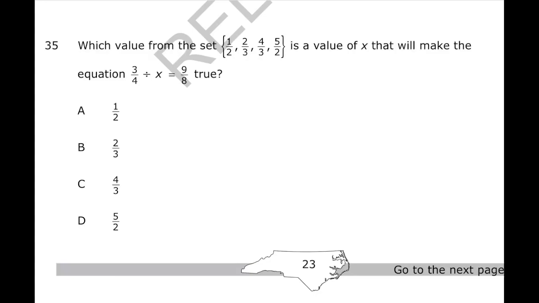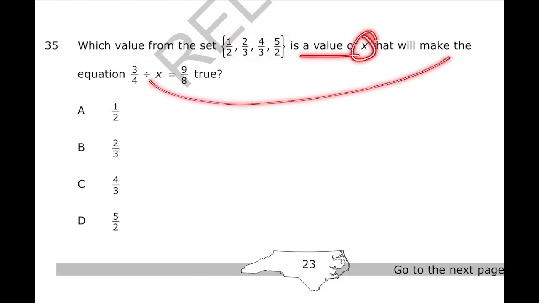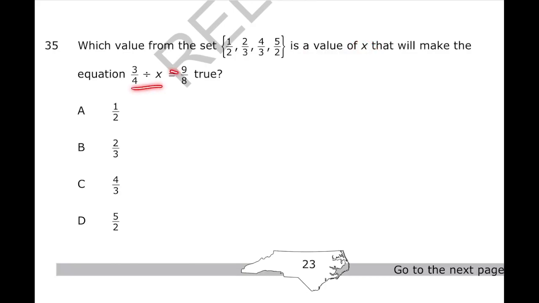All right, for number 35, it asks us which value from this set of numbers is a value of x that will make the equation 3/4 divided by x equals 9/8 true. So we could approach this in one of two ways.